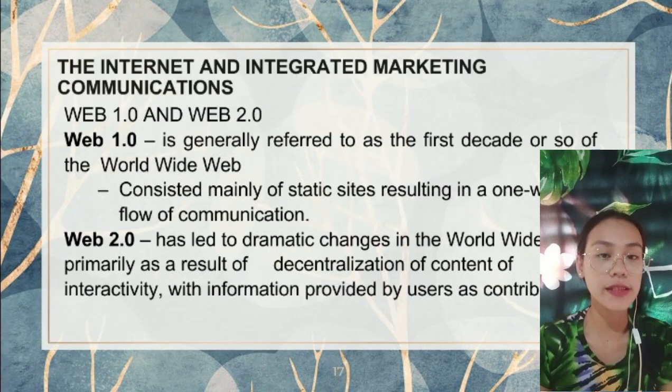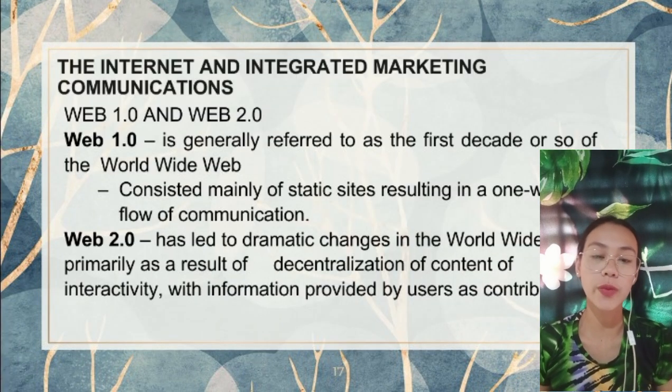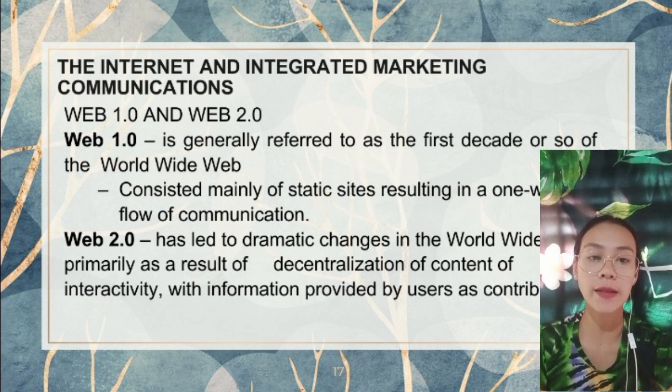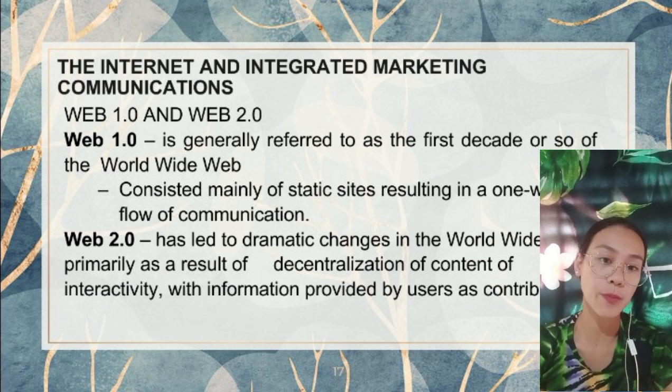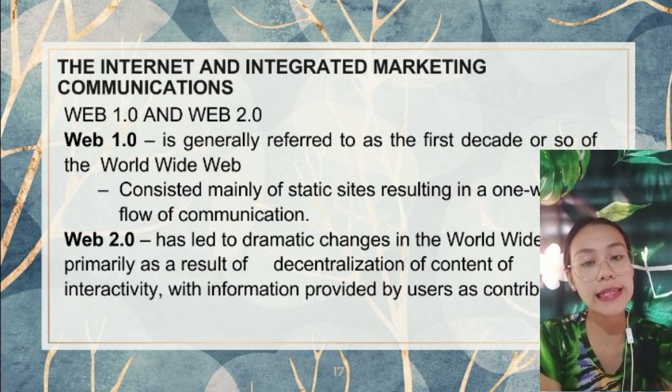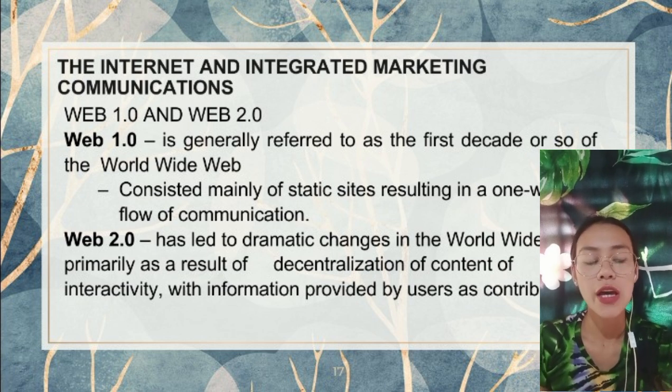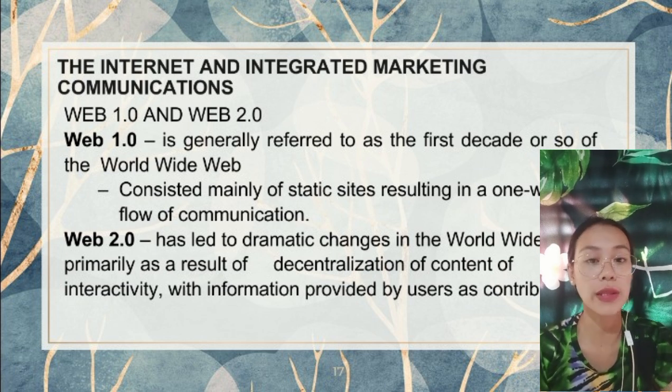So next is the Internet Integrated Marketing Communication. So up to this point, we have mentioned the need for using the internet as part of an IMC program. In this section, we discuss how the web can be used with other program elements. So we have here the Web 1.0 and the Web 2.0. So we have here the distinction between them.